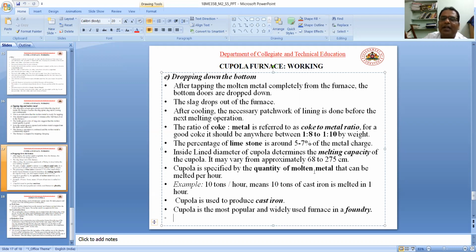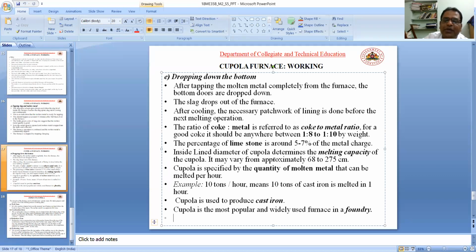The inside liner diameter of the cupola determines the melting capacity of the cupola. It may vary from approximately 68 to 275 centimeters. Cupola is specified by the quantity of molten metal that can be melted per hour. For example, 10 tons per hour means 10 tons of cast iron is melted in 1 hour.